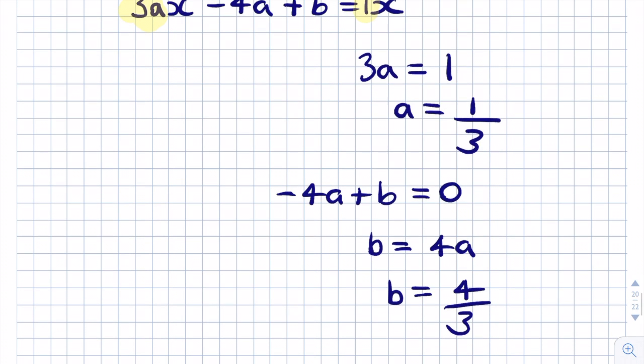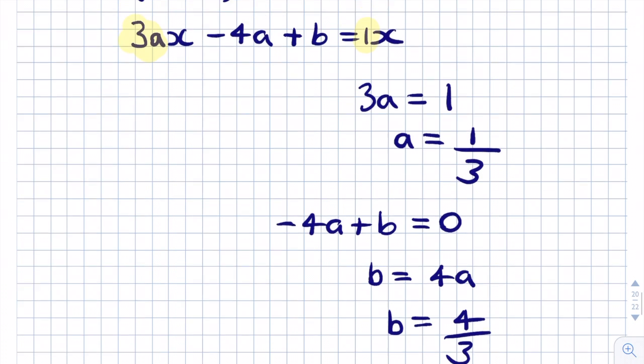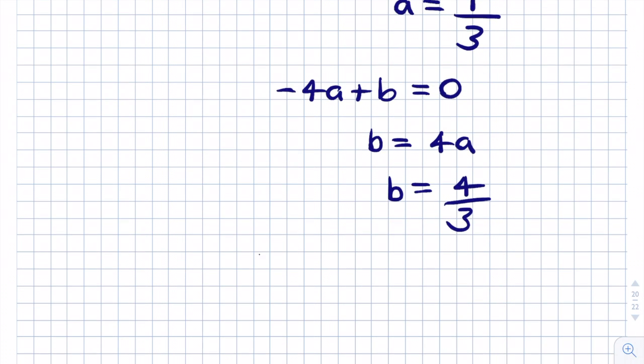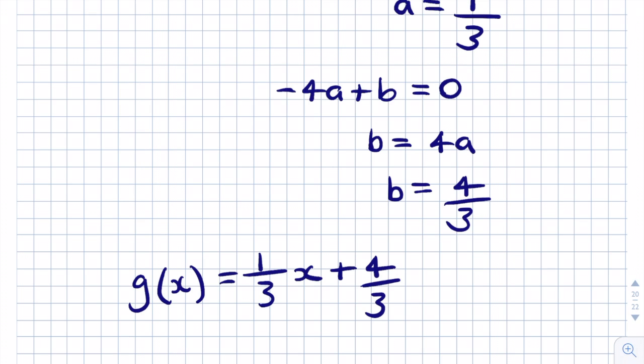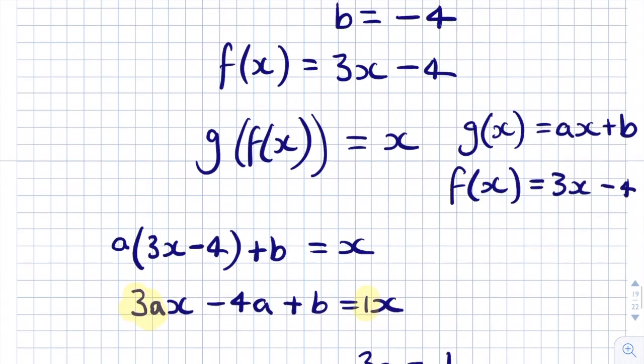And now we can replace the value of a and b in ax plus b. So a is going to be a third of x and b is 4/3. So therefore that is the function of g, 1/3 of x plus 4/3, which is answer B.